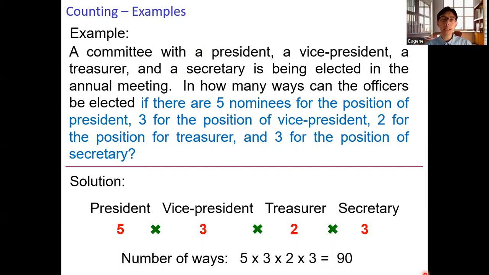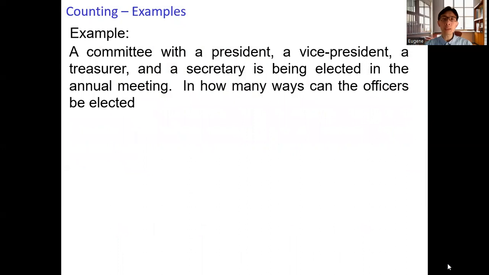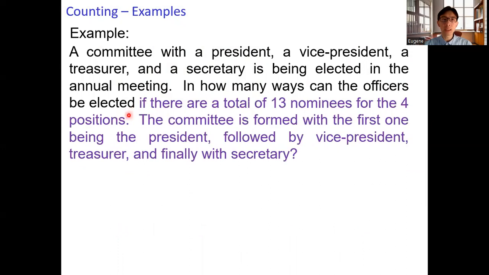Let's take a look at a variation. In how many ways can the officers be elected if there are a total of 13 nominees for the 4 positions? The committee is formed with the first one being the president, followed by vice president, treasurer, and finally the secretary.